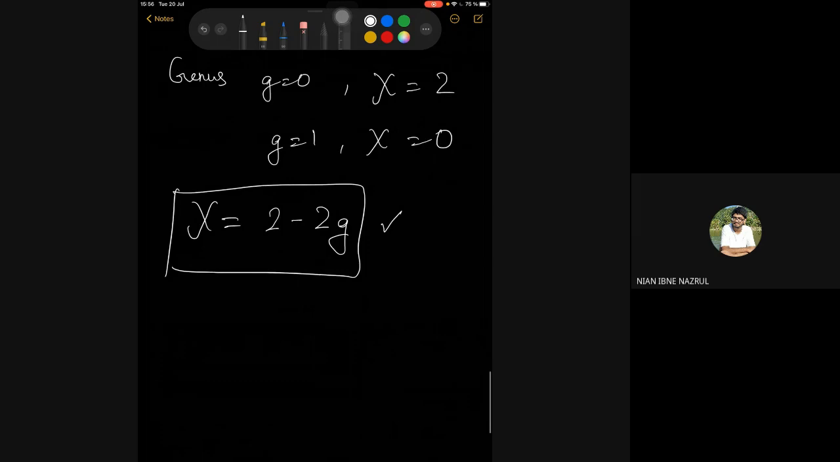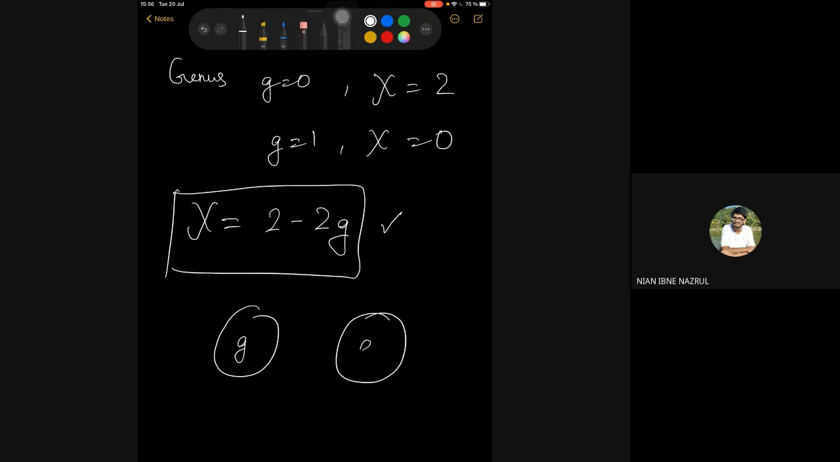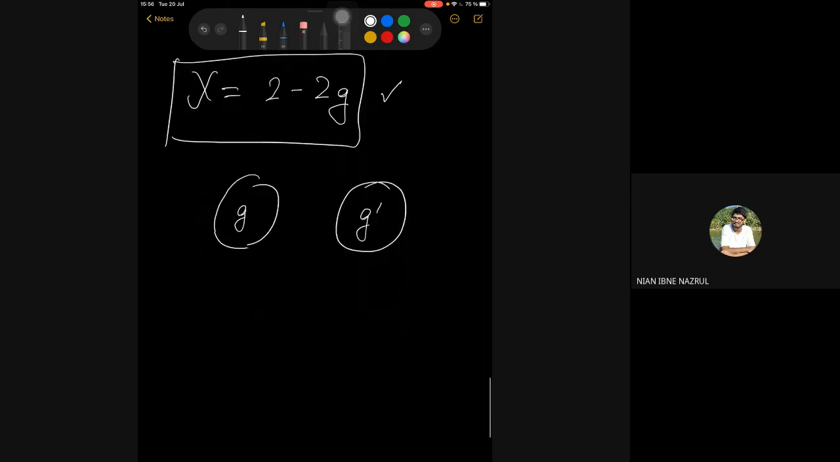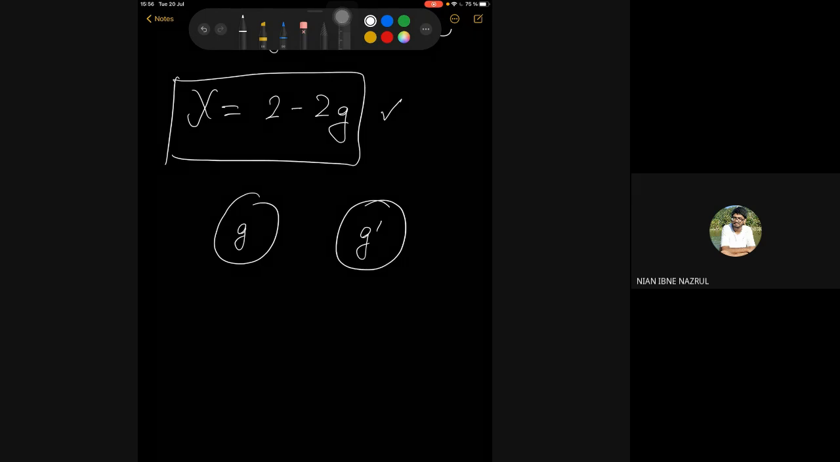Okay, so let's say you have two surfaces and you're gluing them. Let's say this is genus G, and you have another surface of genus G prime. So what is the total if you glue them? If you attach two surfaces like this with different genuses, what is their Euler characteristic?